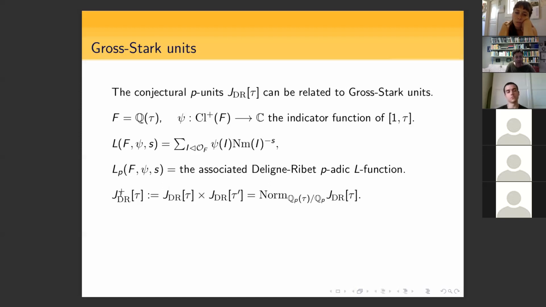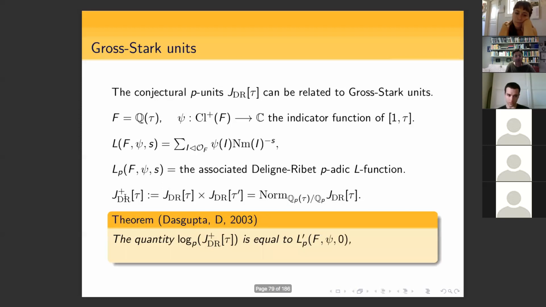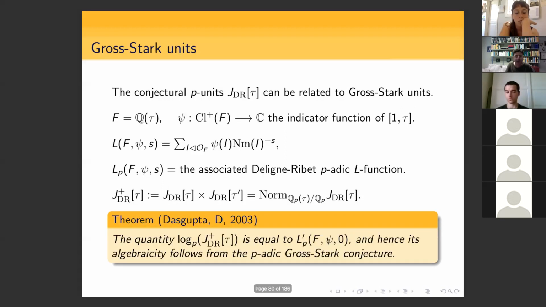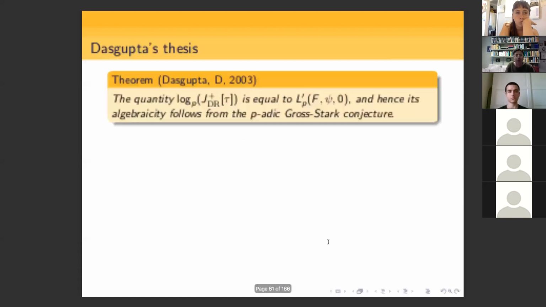And it turns out that there's a connection between this invariant and the p-adic L-function. And that was something Samit and I proved already in our first work in 2003, that the logarithm of this value is equal to the first derivative at 0 of the Deligne-Ribet p-adic L-function twisted by this function psi. And therefore, we were able to see that its algebraicity would follow from an older conjecture, the p-adic Gross-Stark conjecture. And that somehow gives further justification for the terminology, Stark-Heegner points. And so it shows that these invariants are intimately connected to the kind of objects that you see appearing in the Stark conjectures because of their intimate connection to L-functions.